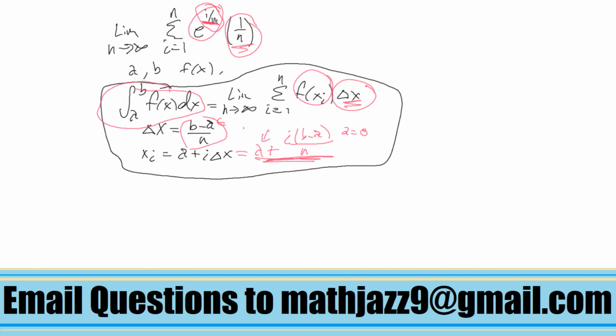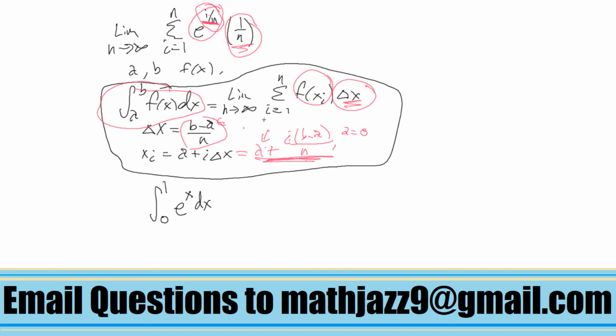So 0 plugged in, and then I times 1 over n. I times 1 over n. So that means b is 1. So what we get when we put all of this together is it looks like our integral should be the integral from 0 to 1 of e to the x dx.